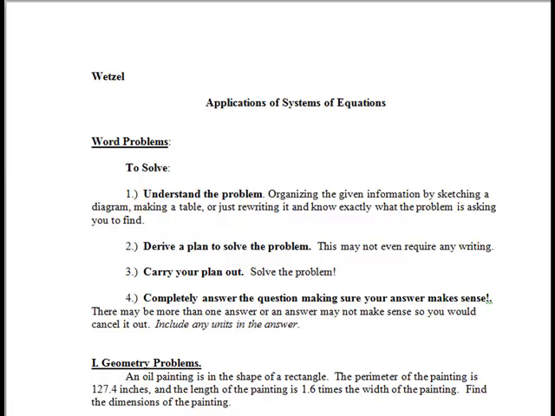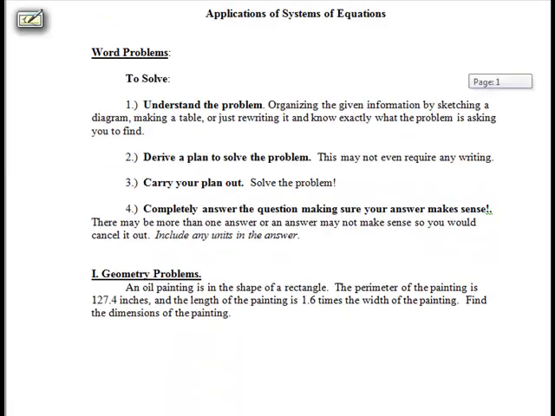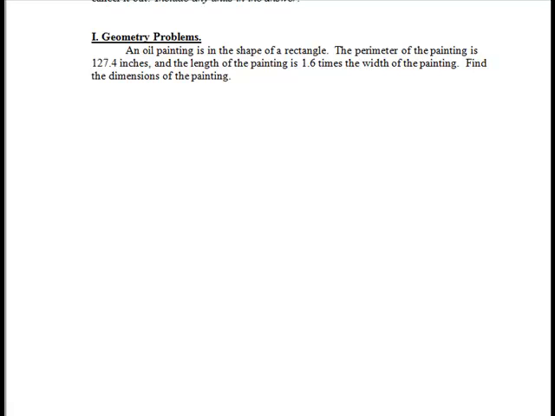plan by setting up an equation, which of course in this case is going to be a system of two linear equations. But that's the last step, and one of the most important steps is make sure you completely answer the problem, make sure your answers seem reasonable. Now, most application problems are all a little bit different from one another, but some of them can be categorized or put into specific groups.